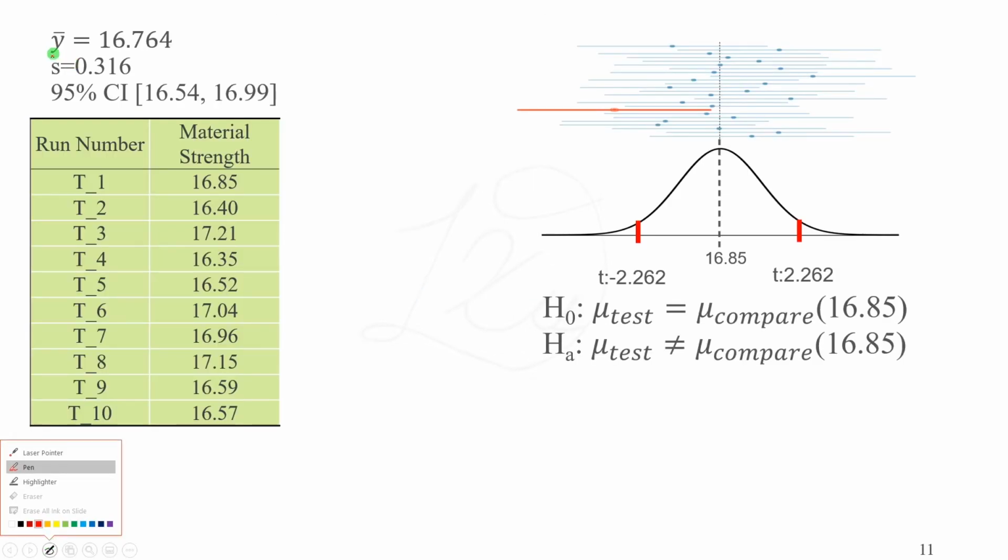The fourth step is to find the t-value of the sample average. In this step, we calculate the t-value of y bar. If the t-value is less than or equal to negative 2.262 or larger than or equal to 2.262, we reject the null hypothesis. This is because if mu test equals 16.85, the chance of getting a sample average in this and this range is so low. Therefore, it is not likely that mu test equals mu compare.